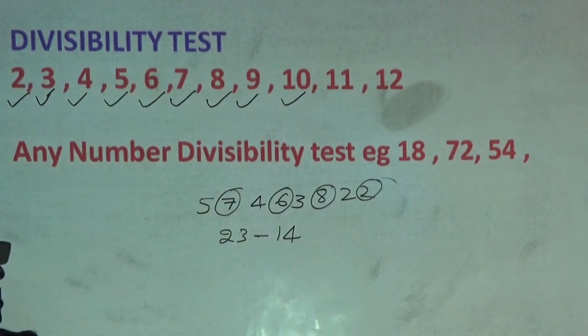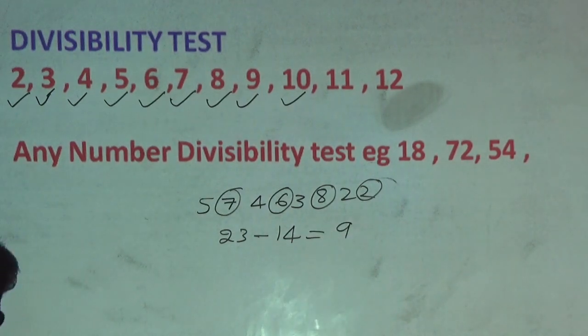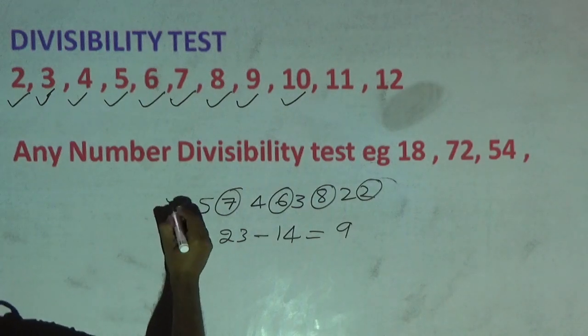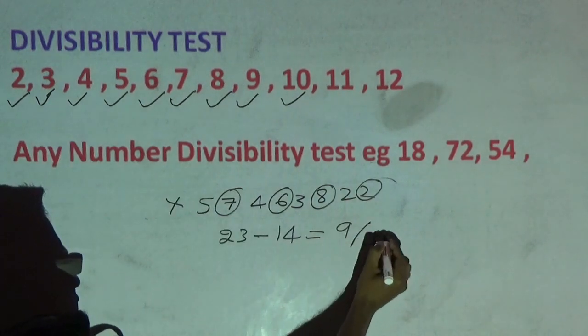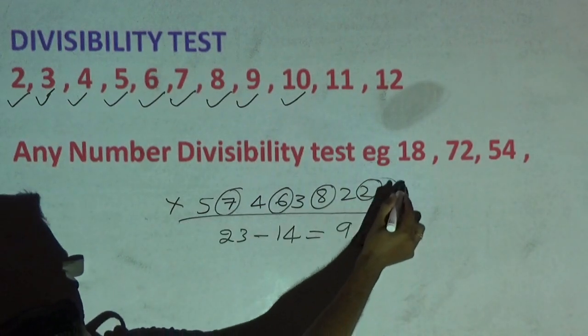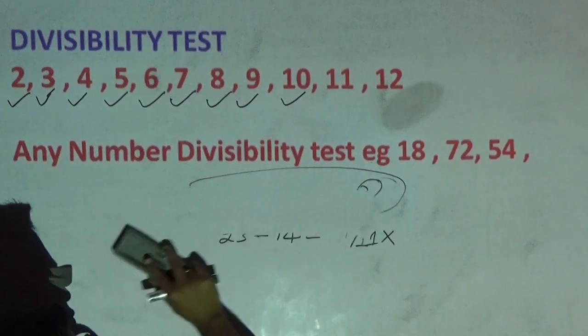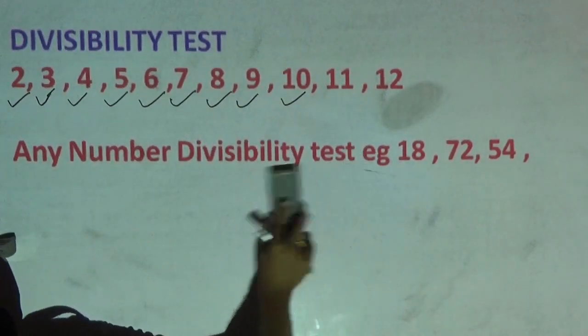Okay, now what is the overall result? That is 9. So is 9 divisible by 11? No, 9 is not divisible by 11. Therefore, this number is not divisible by 11. Hope you understand how to check whether a number is divisible by 11 or not. Similarly, I am going to explain how to check a number is divisible by 12.